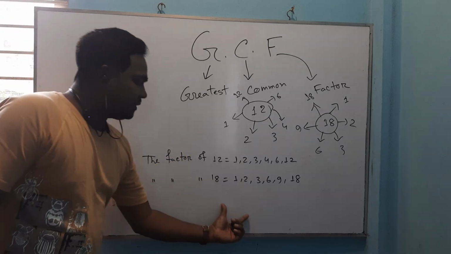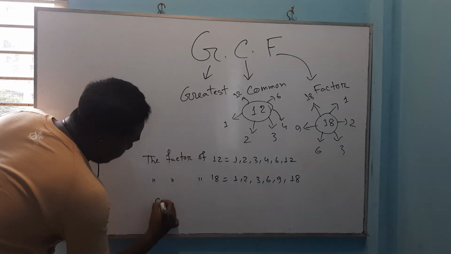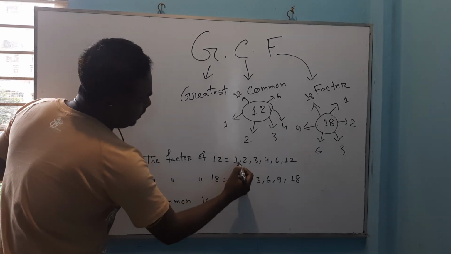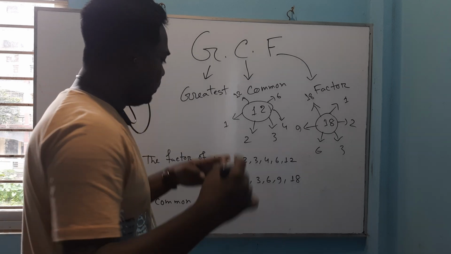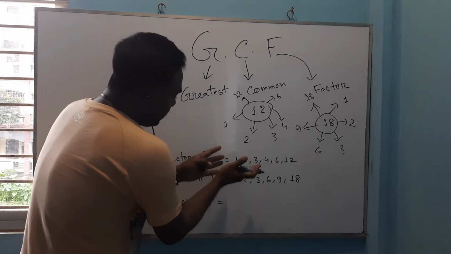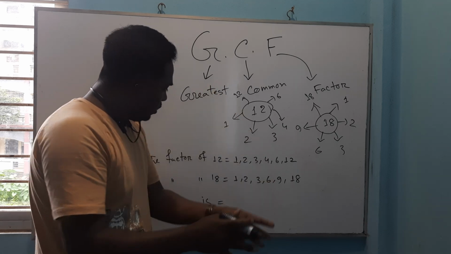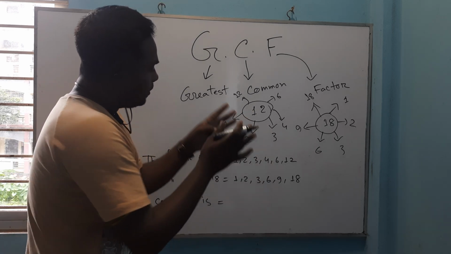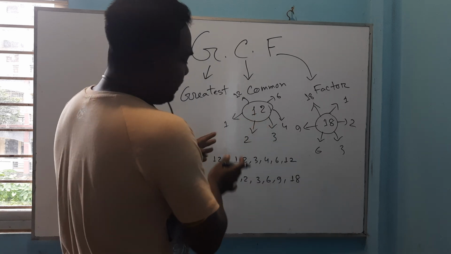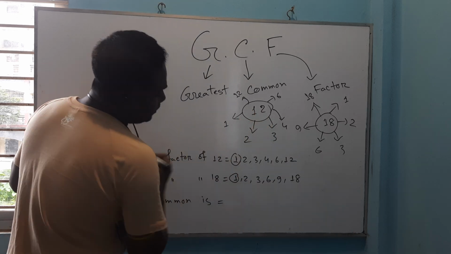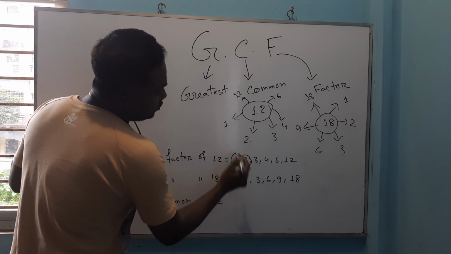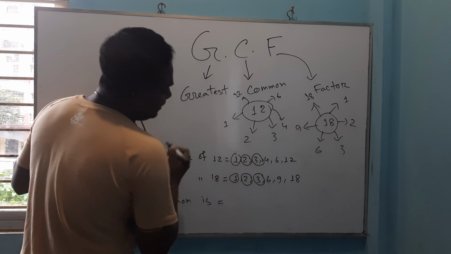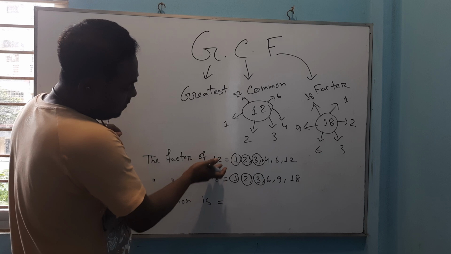Now the second step is the common factor. What do we mean by common? If two or three numbers are given, you find their factors, and the ones that appear in both are the common factors. 1 is in both, 2 is in both, 3 is in both. These are common factors of 12 and 18.